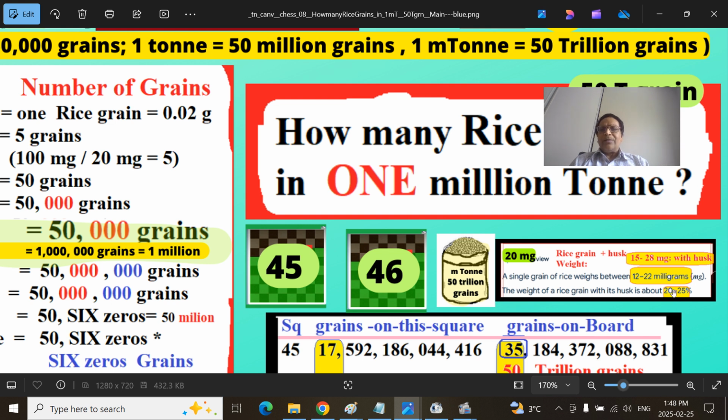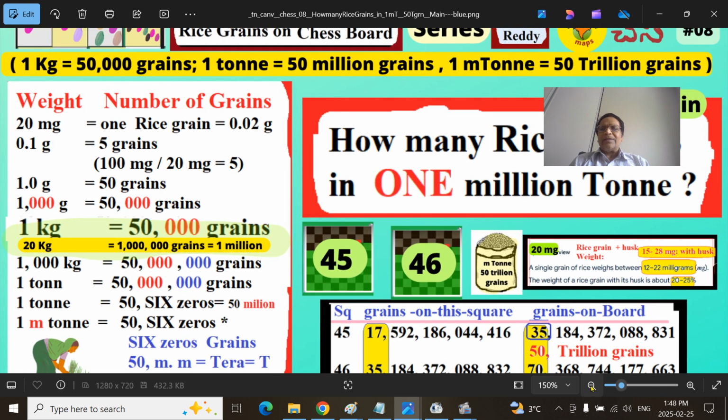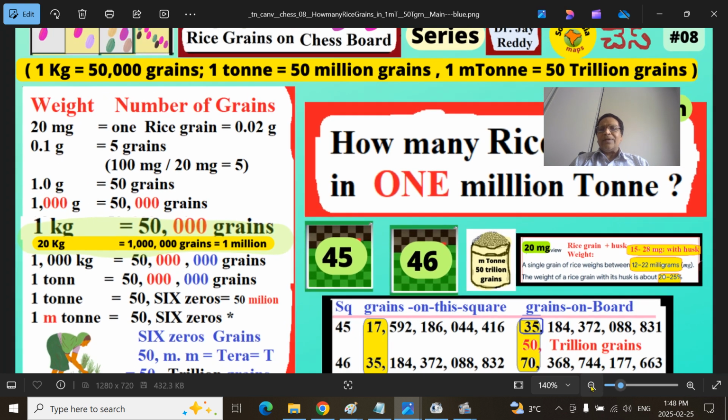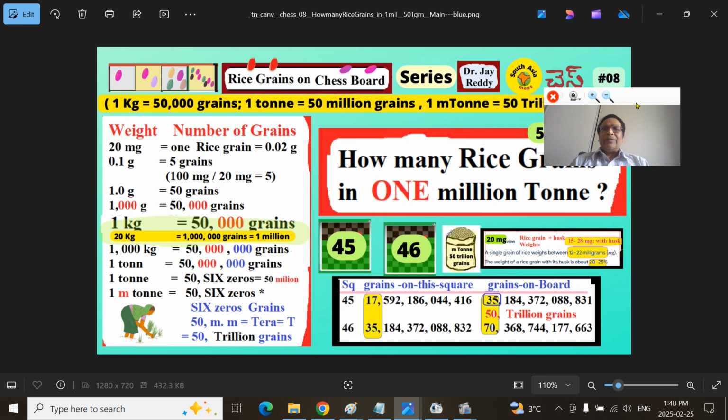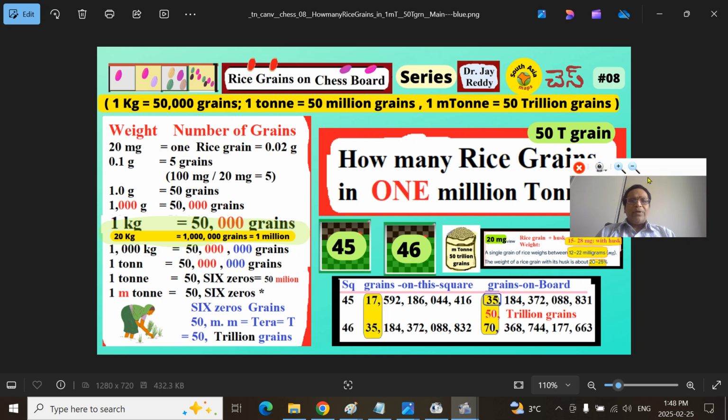So I have taken a subjective value of 20 milligrams so that the calculations are very easy. You can make it 25 also, so the statistics won't change that much. That means 20 milligrams per rice grain. You have to keep that in mind.